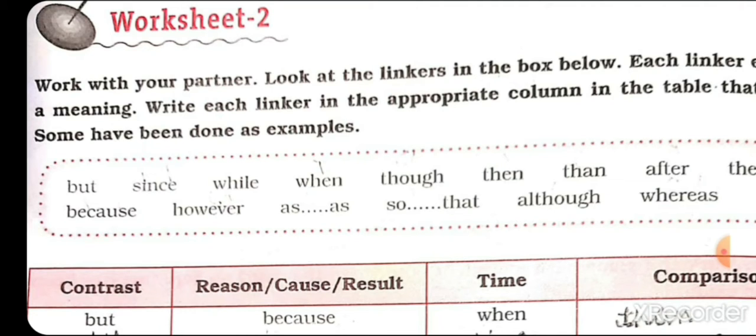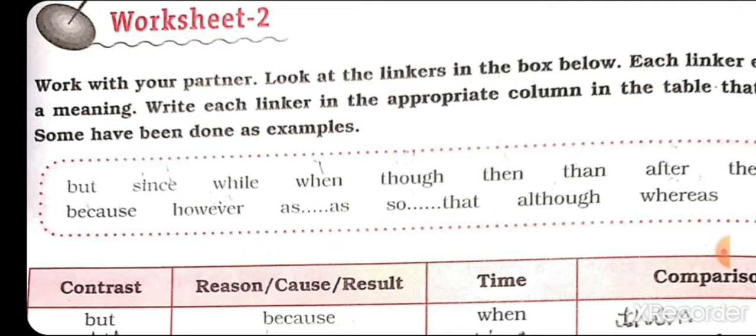Now, beta, आपको क्या करना है? Write each linker in the appropriate column. Okay, write each linker in the appropriate column in the table that follows. For example, students, we can write down in this table linkers of contrast. Contrast के लिए बेटा हम कौन से linkers use कर सकते हैं? However, whereas, while, though, although, but. Okay, these linkers we can use for contrast.